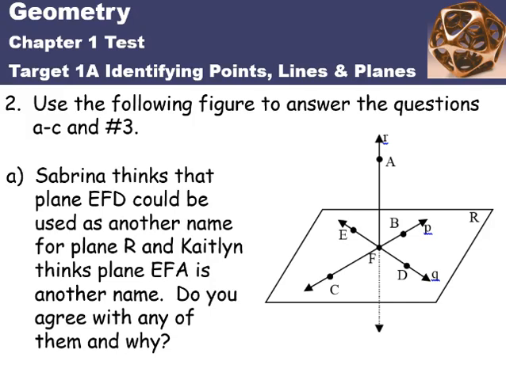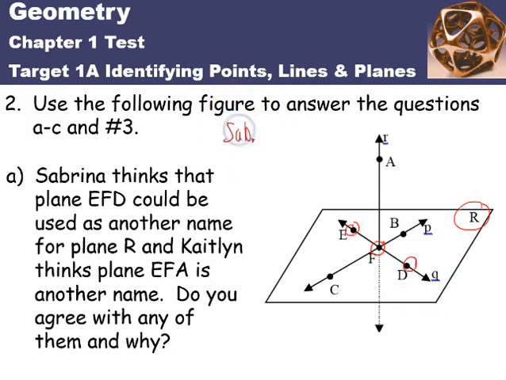So for the next problems, we're going to be using this picture. It says Sabrina thinks that plane EFD could be used as another name for plane R. So here's plane R, so we have to check and make sure that E, F, and D are points on the plane. So here's E, here's F, and here's D. And sure, they're all on plane R. Okay, the problem is that you can name a plane with 3 points on the plane as long as those 3 points aren't all on the same line. And if you notice, E, F, and D are on the same line. So Sabrina's plan won't work.